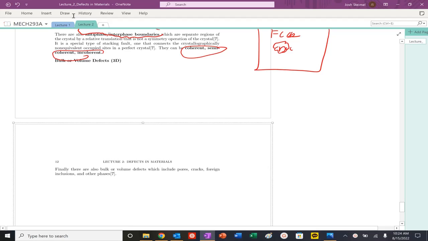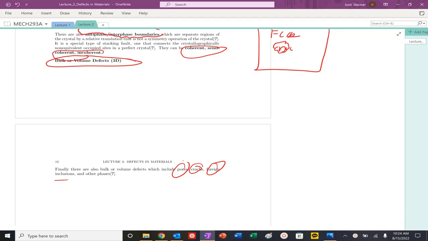So the last category or class of defects that we're going to talk about are bulk or volume defects, so 3D defects. Most of these defects are cracks, foreign inclusions, other phases, pores. What's the difference between a pore and a vacancy? Pores will be millions, if not billions, of atoms and vacancies that aggregate and coalesce.